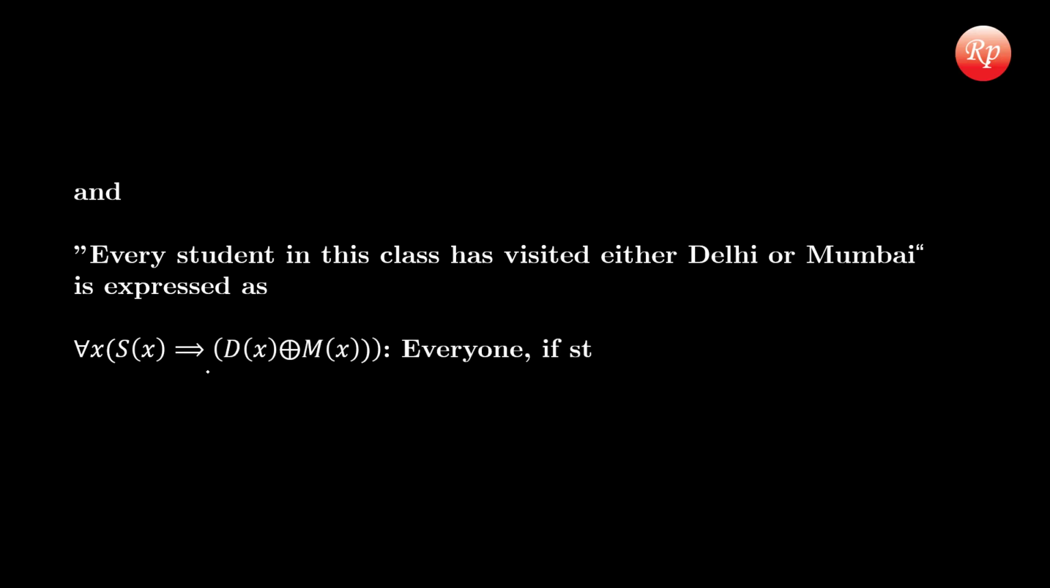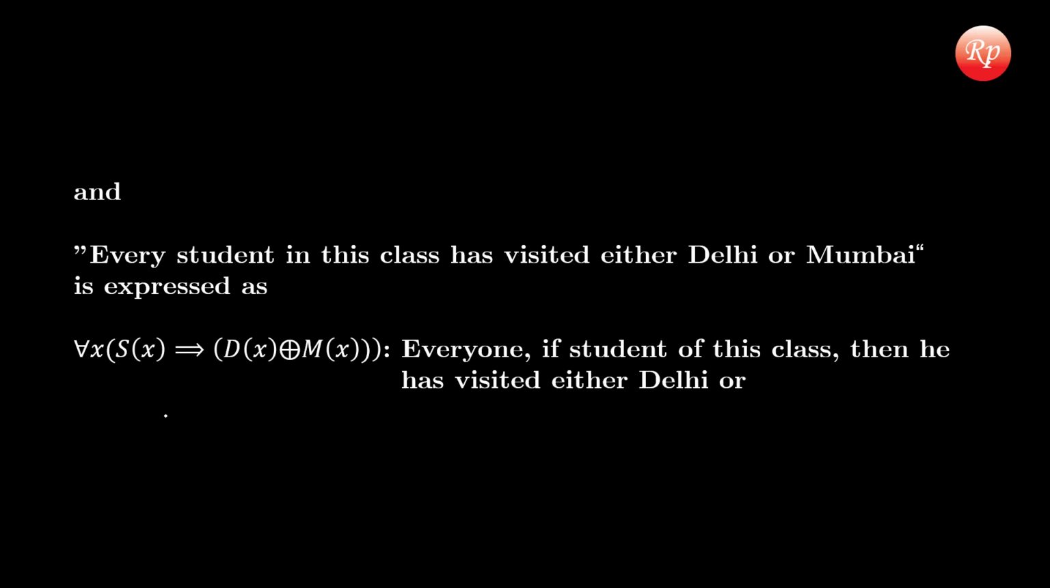The last one, every student in this class has visited either Delhi or Mumbai. So for all x, S(x) implies D(x) exclusive or M(x). Remember, here we are talking about all the people. So when we pick an arbitrary person, we must ensure that he is a student of your class, otherwise it will be wrong. You cannot write S(x) and D(x) exclusive or M(x).